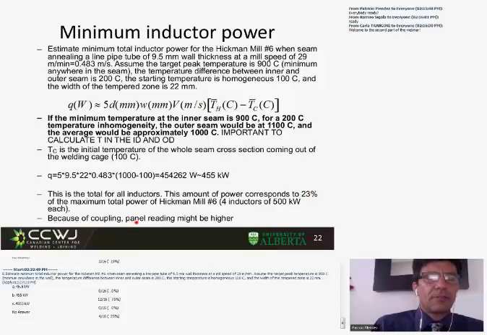So let's remember that we have issues of coupling, and what we read in the panel of the machine is the amount of current and voltage the machine is giving us. But the panel does not know how much of that is actually going into the tube. There might be technologies that give us that, and that's something we discussed when I visited the Hickman plant a few weeks ago. All right, let's keep moving.